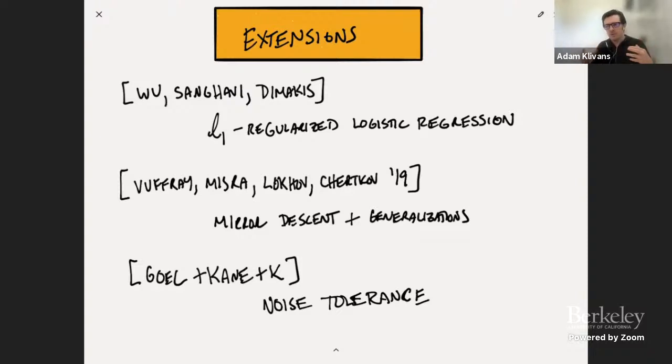And then again, Vuffray, Misra, Lokhov, and Chertkov later showed how to reinterpret this. It's well known that there's a correspondence between multiplicative weights and mirror descent, but they gave a full mirror descent implementation to obtain the correct sample complexity and runtime bound, and also gave some generalizations for other types of undirected graphical models. And if you're interested in noise tolerance, there's a paper by Serbi, Dan Kane, and myself.